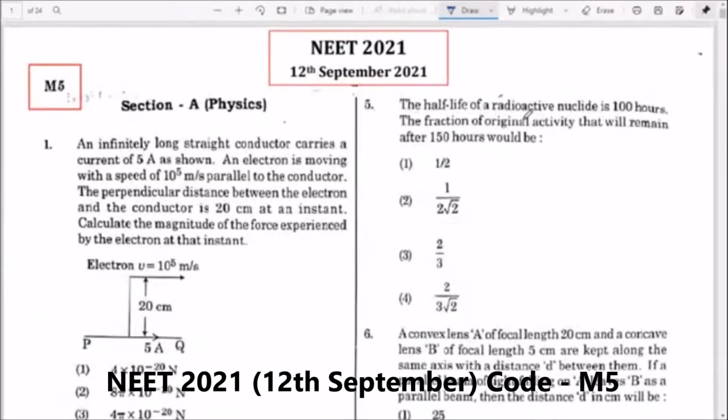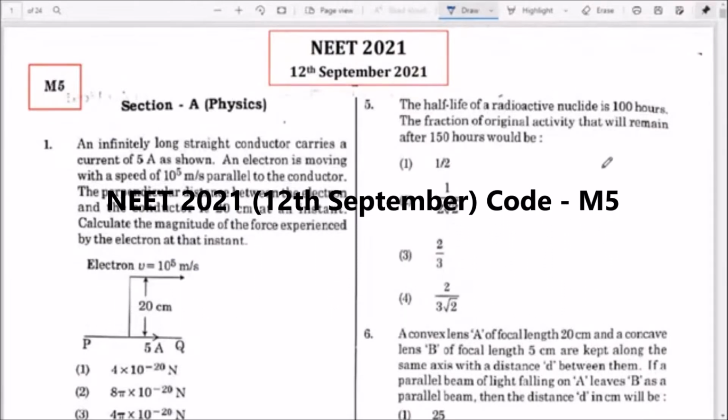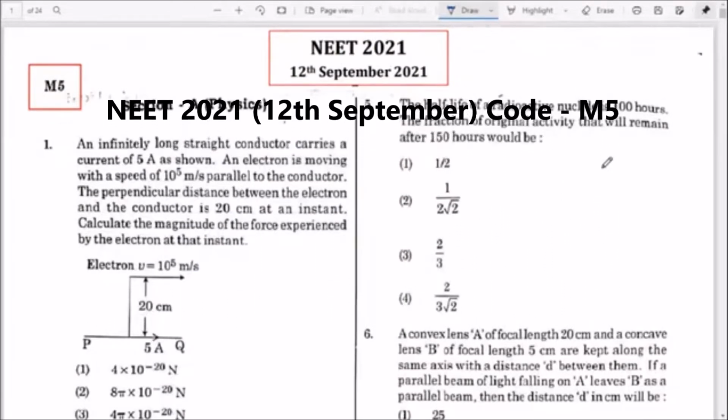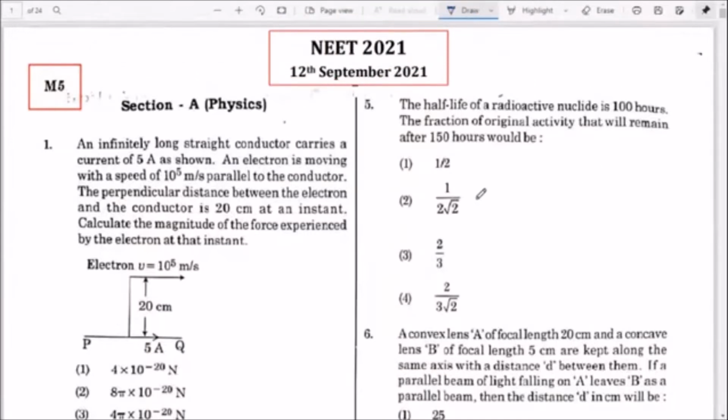Question number 5. The half-life of a radioactive nuclide is 100 hours. The fraction of original activity that will remain after 150 hours would be option number 2 is the correct option, students.